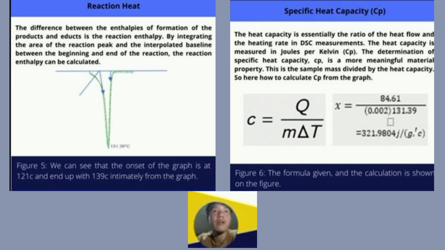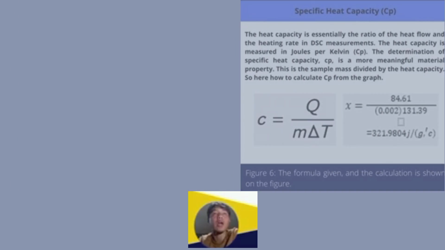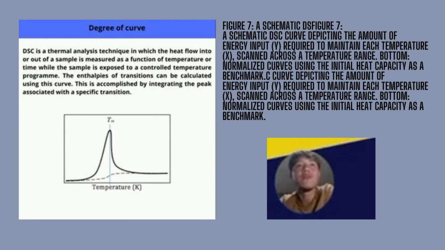From Figure 5, we can see that the onset on the graph is at 121 Celsius and it ends at 139 Celsius. The left side is the onset and the right side is the end of the graph. Next is specific heat capacity. From Figure 6, the formula is given. The last one is the degree of the curve, a normalized curve using the initial heat capacity as a benchmark.